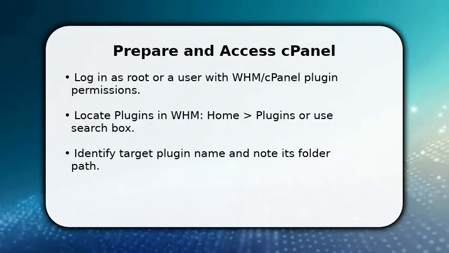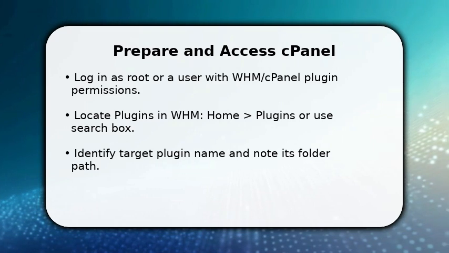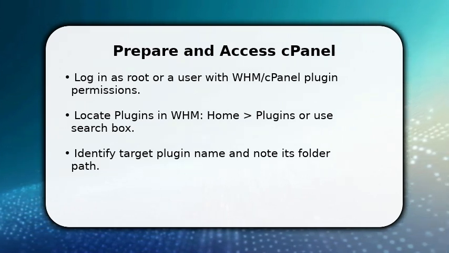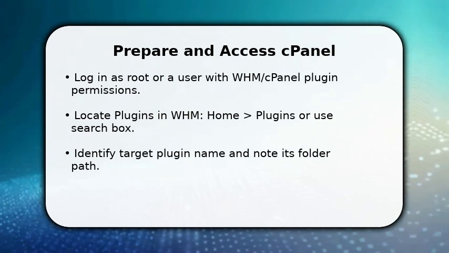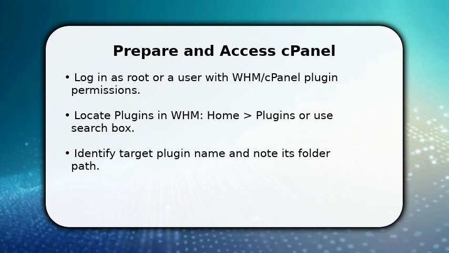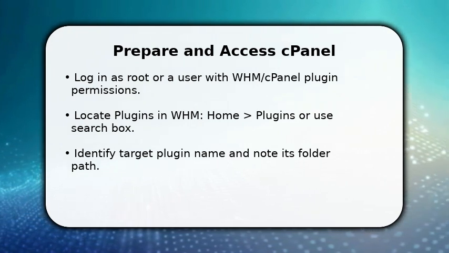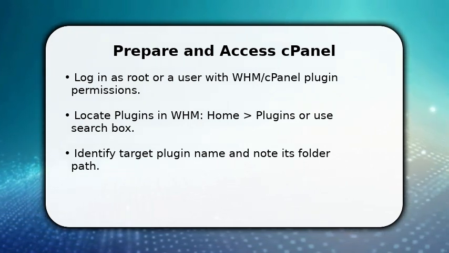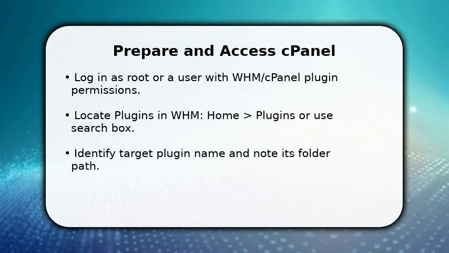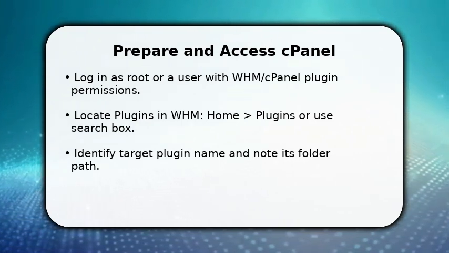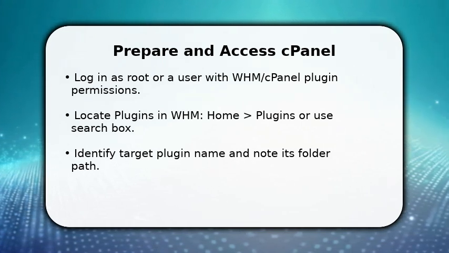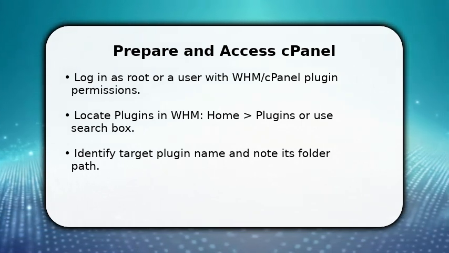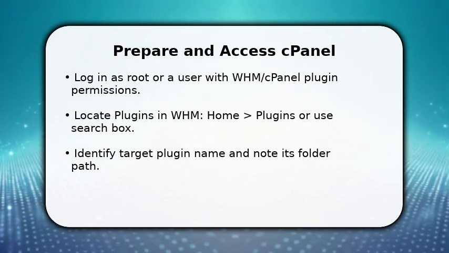You start by logging in with root or an account that can manage plugins. Once logged in, open WHM and use the search box to jump to plugins or navigate Home Plugins. This shows installed modules. Make sure you note the exact plugin name and its file system path so you don't disable the wrong item. If you only have cPanel access, confirm whether your host allows plugin changes. Otherwise, request root access or support before proceeding.